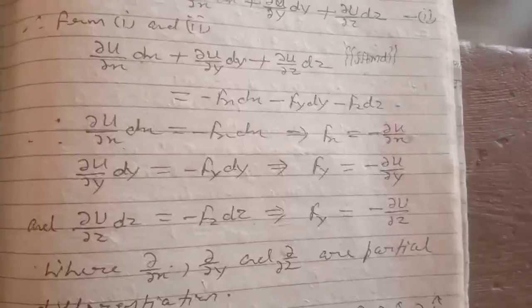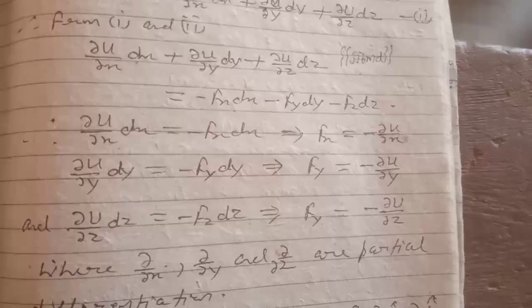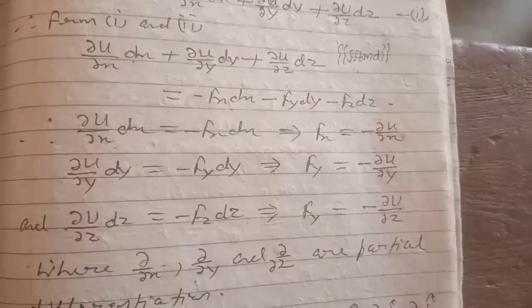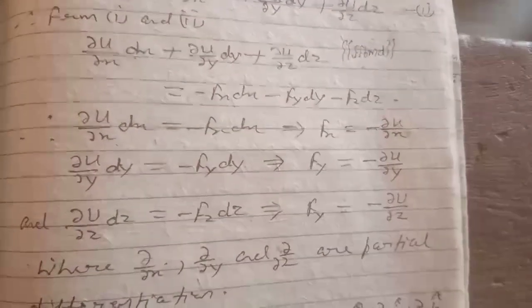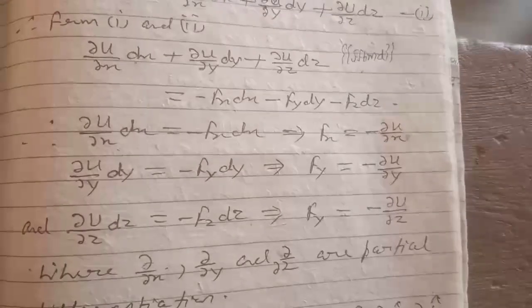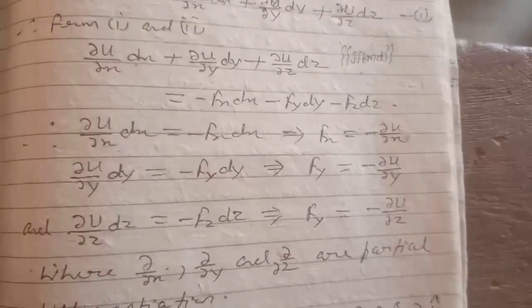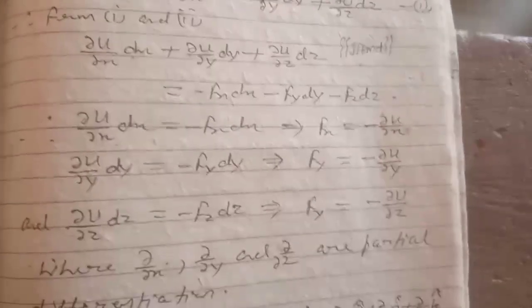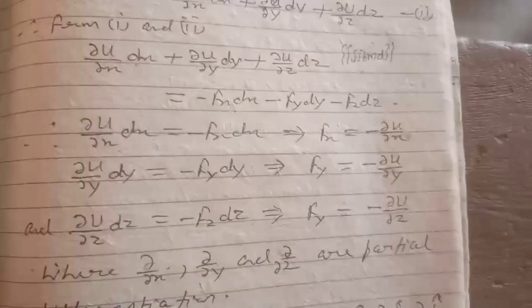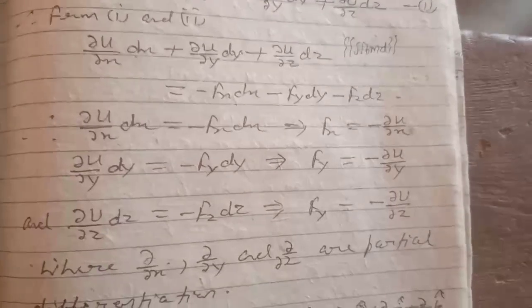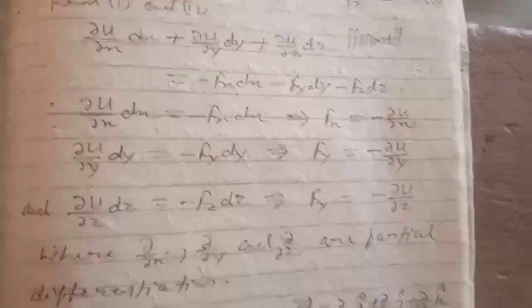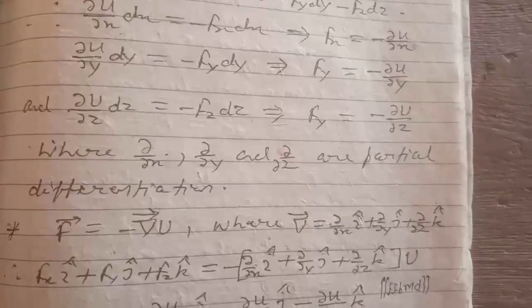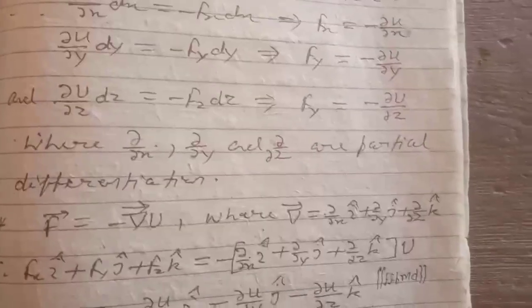Del u by del y dy equals minus Fy dy, so Fy equals minus del u by del y. And del u by del z dz equals minus Fz dz. This implies Fz equals minus del u by del z. Where del u by del x, del u by del y and del u by del z are partial differentiations.